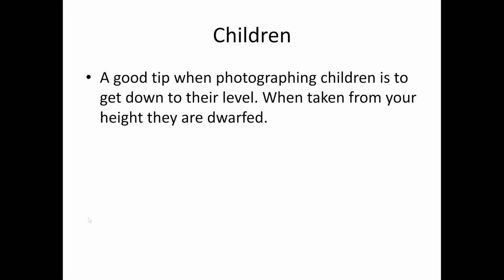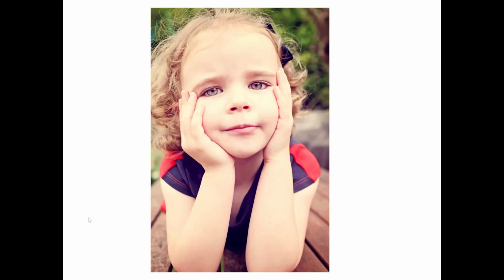Children. So a tip when you're photographing children is to get down to their level. When they're taken from a height, they are dwarfed. They can be interesting photographs too, but in general, it's better to get down to their level. So rather than looking at her from really high above, I got to exactly eye level so that you're looking right in. She's full in the frame there too.